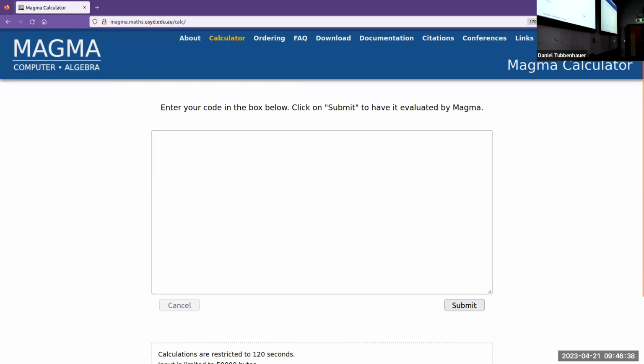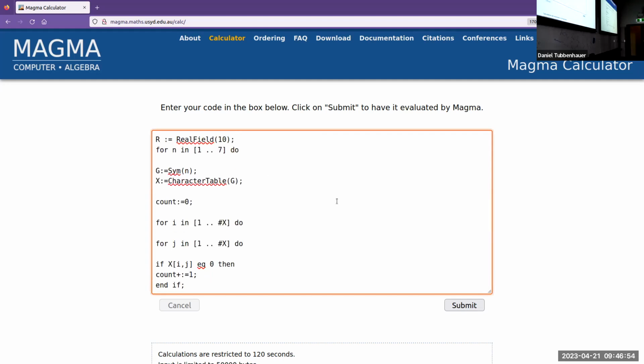Let me just find my code. Give me a second. Okay, here we go. It's a very, very simple code. So ignore the first line, we'll come back to that in a second. I set up the real numbers with precision 10, so you'll see the digits up to 10 digits. I run to S7 because it runs very fast. We're going to run that much further.